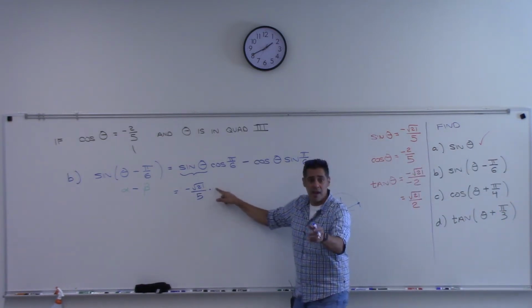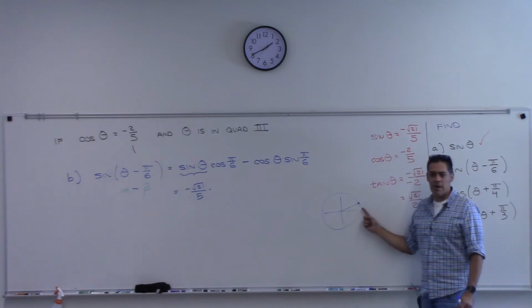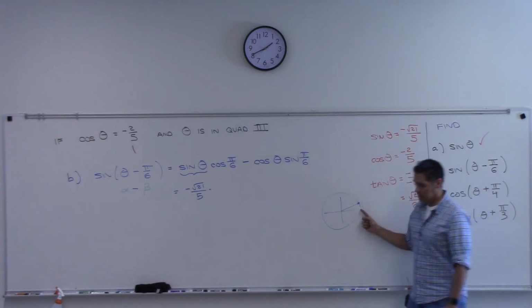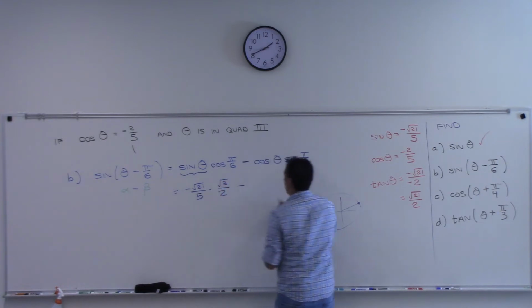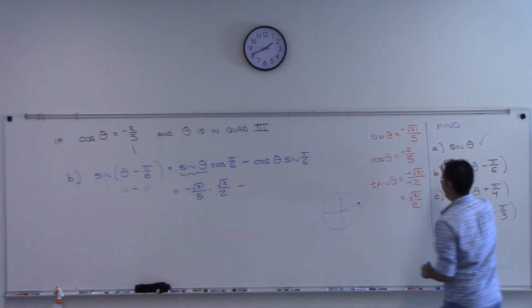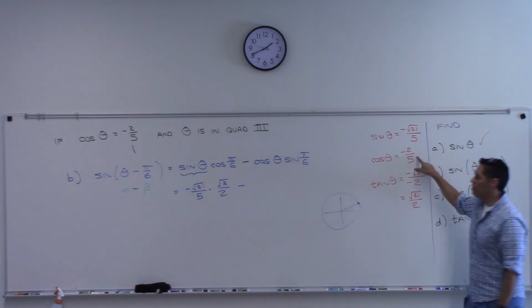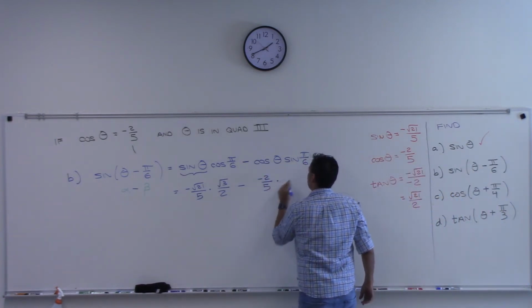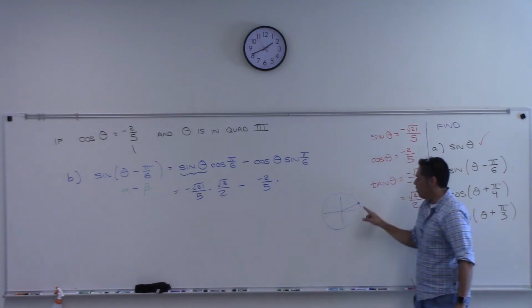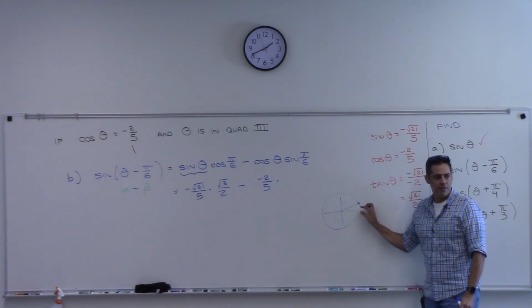Okay, now cosine of pi over 6 is the x coordinate here, right? Which is root 3 over 2. Okay, minus, now cosine of theta. Now that we did, right? Cosine of theta is this, negative 2 over 5. Times, now sine of pi over 6, that's the y coordinate here, right? Which is a half.